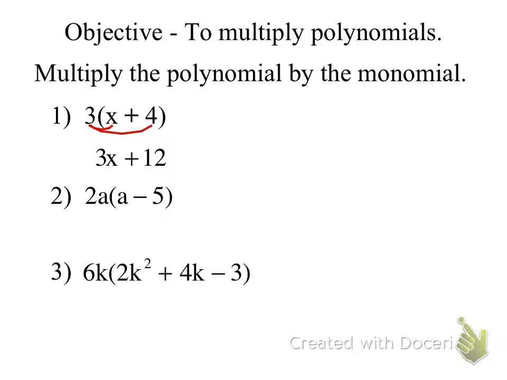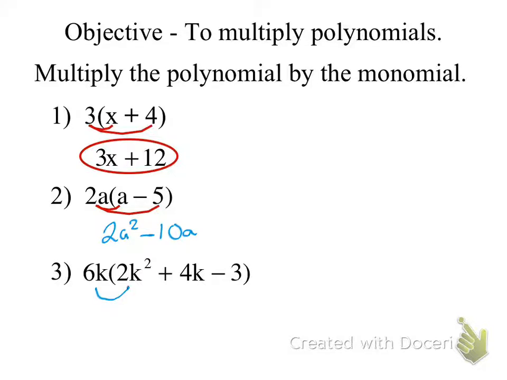2a times a, what is that, Rashmiya? 2a times a would be 2a squared. And then what times 5? Negative 10. All right, Michael. Negative 10a? 10a, yes. I am tired today. That's okay. I want you to correct me.